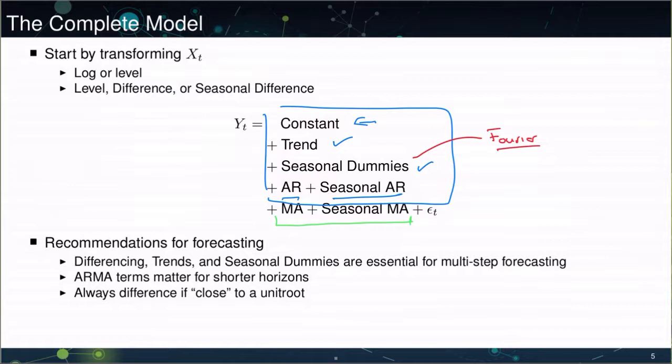The final thing I mentioned, differencing: the rule of thumb for forecasting is you always want to difference if you're close to a unit root. Obviously, you can use an augmented Dickey-Fuller test or some other unit root test, but the rule of thumb says you don't even need an exact test. If you're close to a unit root, that is, you estimate a root that's, say, 0.9 or 0.95 or sometimes even less, then you might want to difference and estimate your model in differences.